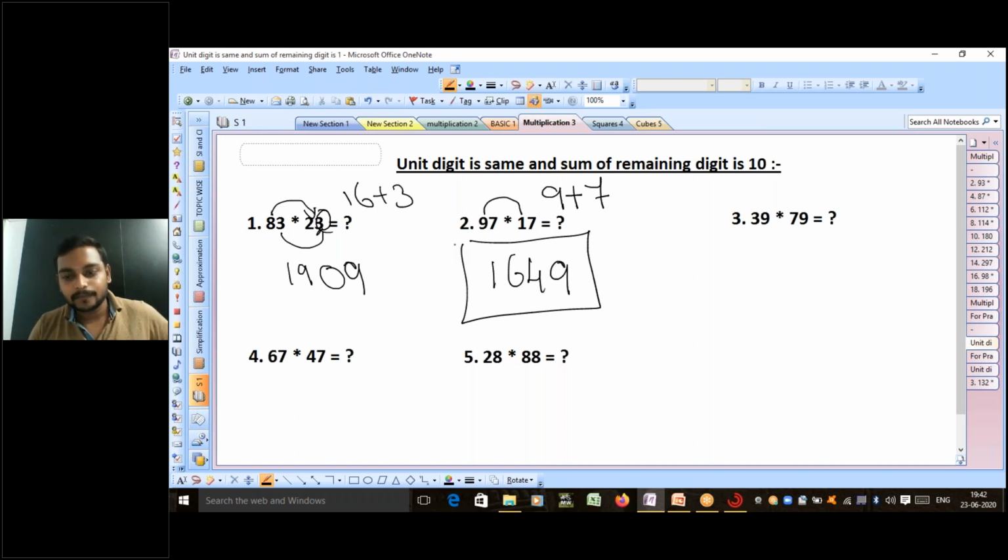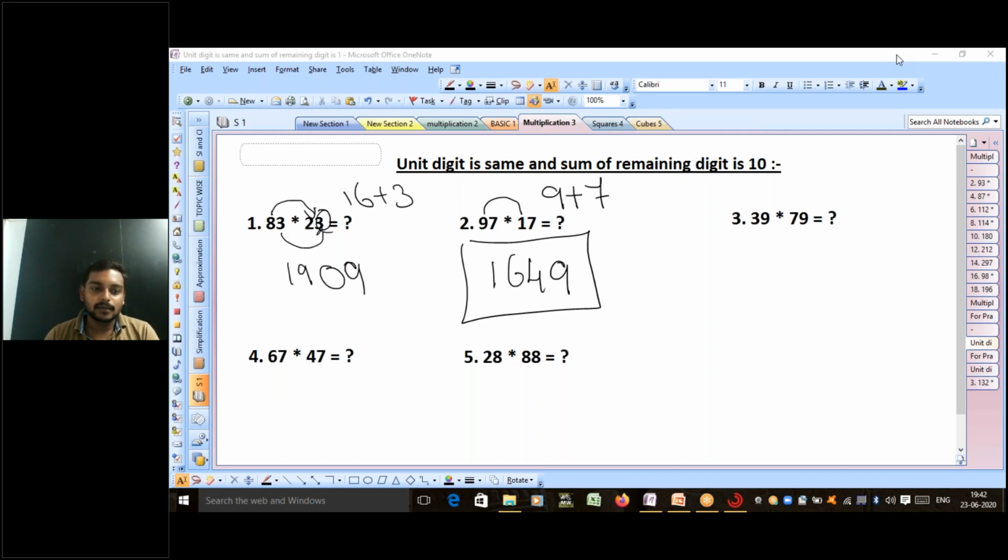3, 4 and 5. For third one, fourth one and fifth one. Observation is very important. So try to observe the numbers. Take time, 1 second, 2 seconds. First you must observe the number.